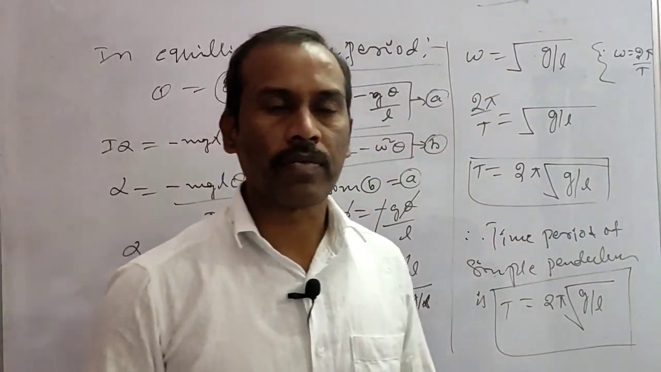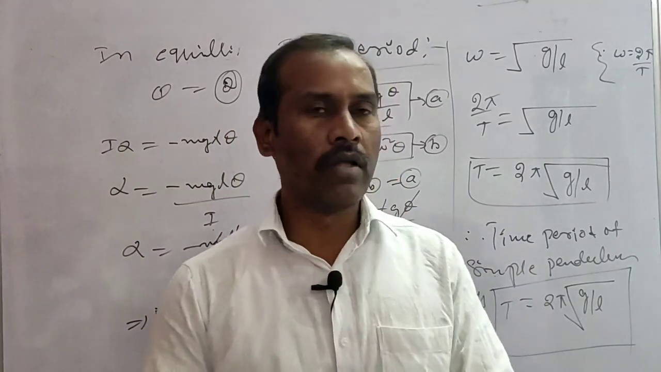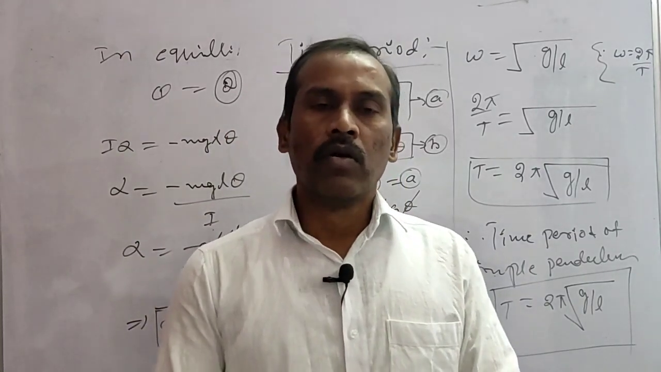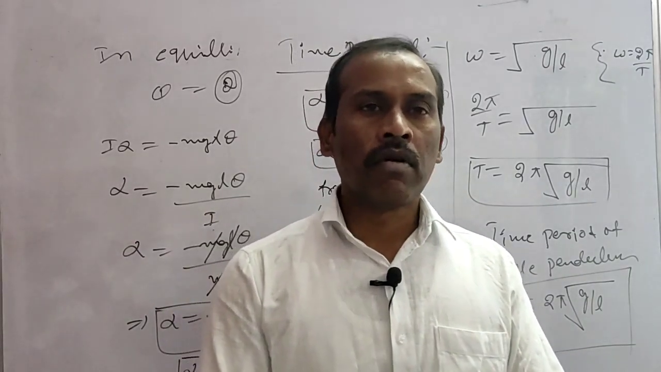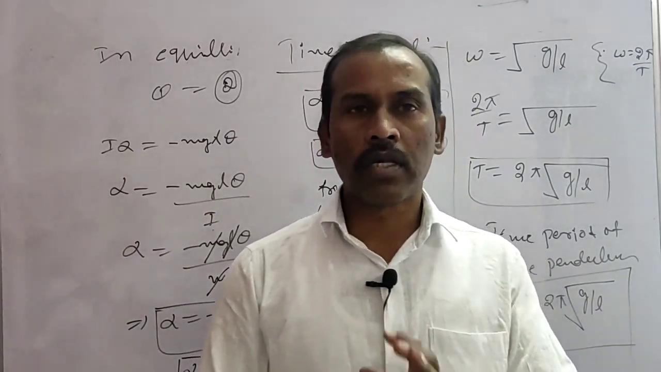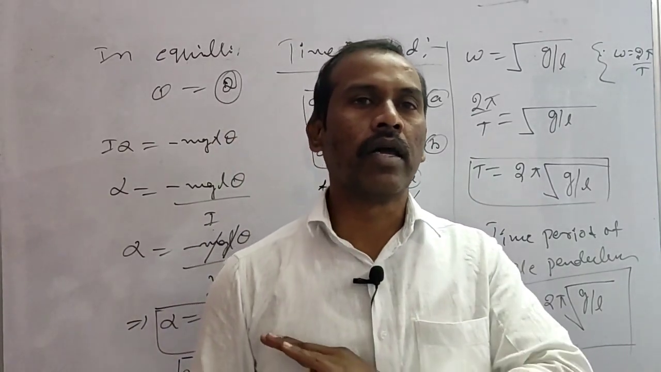So once again, seconds pendulum, because if 1 mark is missed, students do not write the statement. Seconds pendulum means the pendulum whose time period is 2 seconds is called a seconds pendulum. The length of the seconds pendulum L is equal to 100 centimeters or 1 meter. This is enough matter.